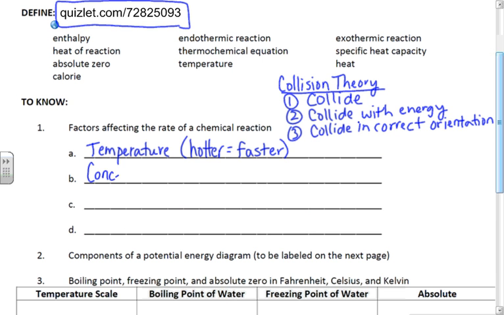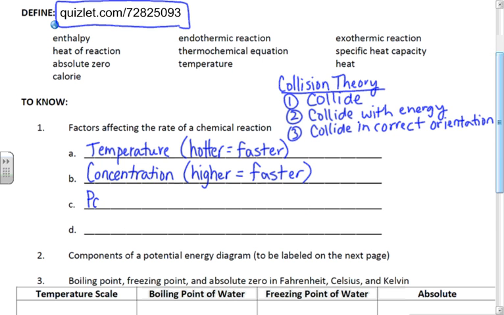We can also change the concentration. If we increase the concentration, we have a higher concentration. You're going to have more particles in the same amount of space. So that means that you're going to have a faster chemical reaction, more particles colliding with one another.